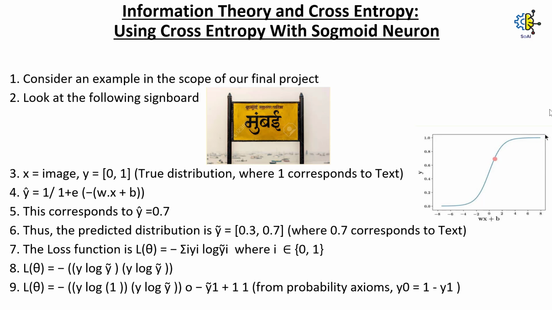The loss function is L of theta, which is equal to negative of the summation over i of y_i log y cap_i, where i belongs to 0, 1. This is the graph on the right side with the x-axis from -8 to +8. It represents wx plus b, and y is from 0.0 to 1.0. And this you can see in this graph.